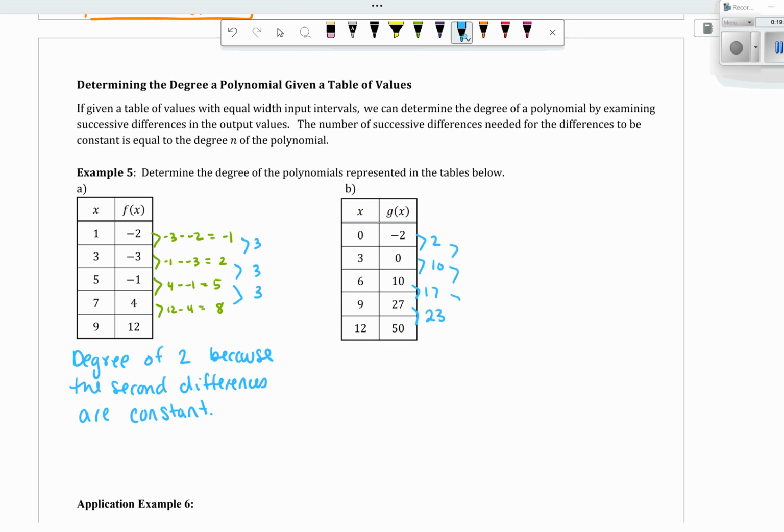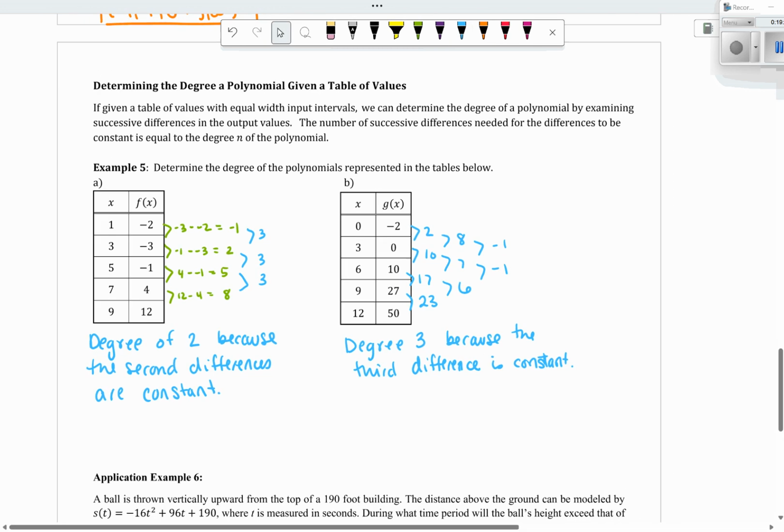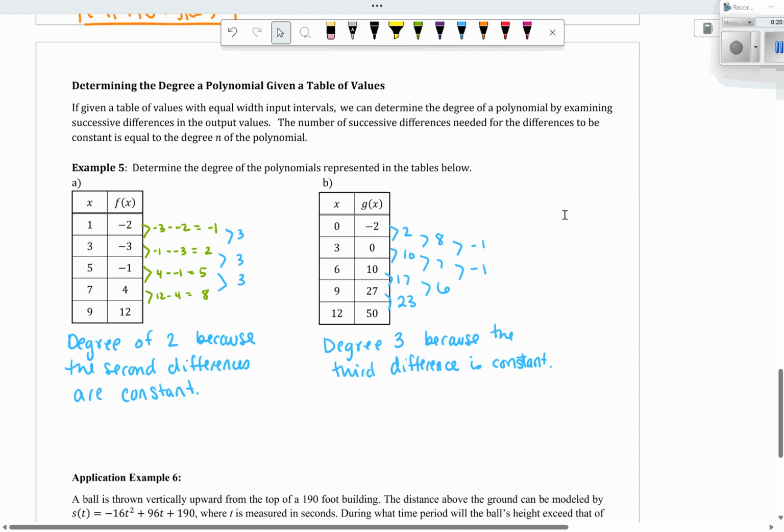And then we're going to subtract again. 10 minus 2 is 8. 17 minus 10 is 7. 23 minus 17 is 6. So then subtract again. 7 minus 8 is -1. 6 minus 7 is -1. So that means this is going to be a degree 3, because the third difference is constant. And that's how we use a table to determine the degree of the polynomial.